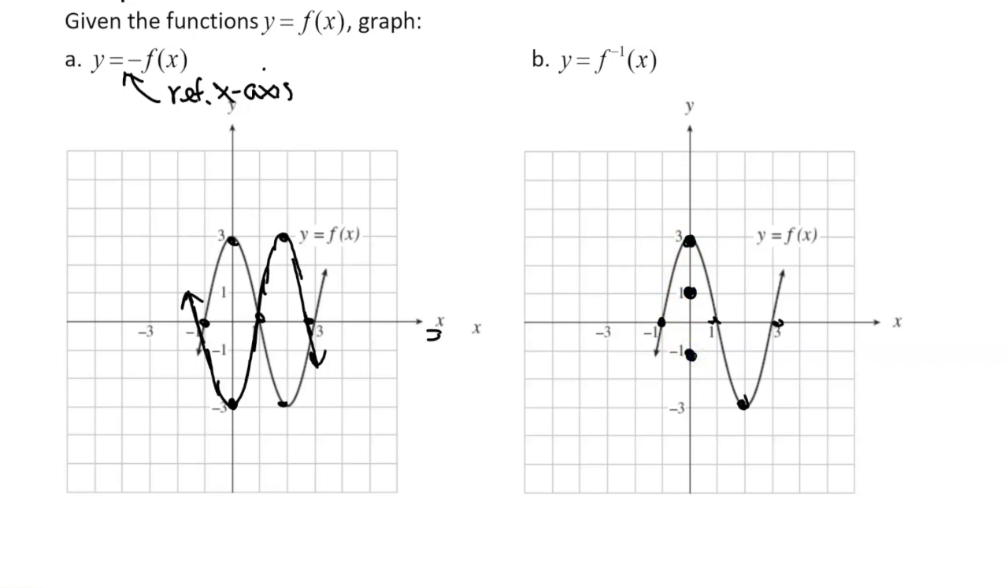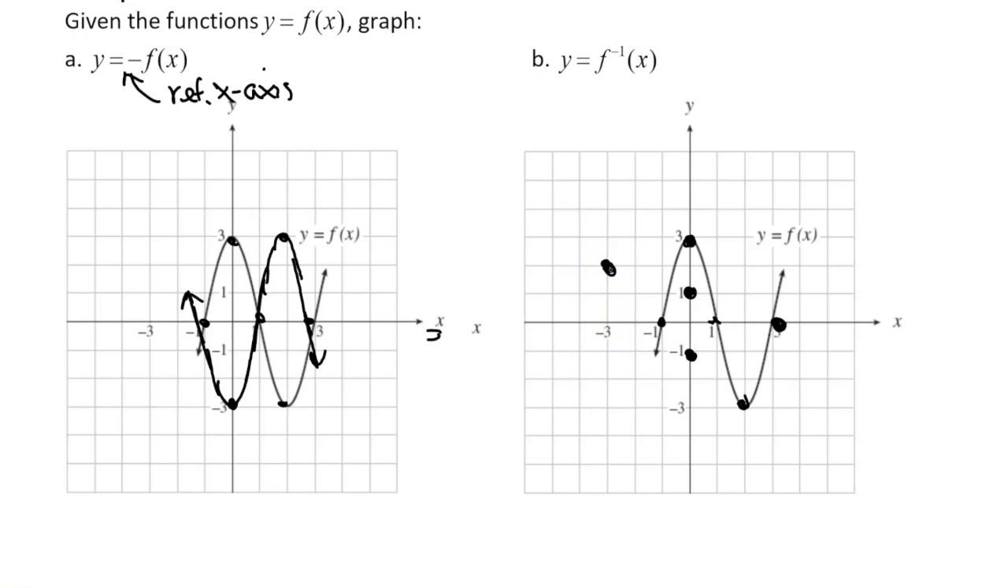And then we have our maximum point and our minimum point. So we have a point at (0, 3), so that's going to become point (3, 0). And then our point (2, -3) is going to become (-3, 2) right here.